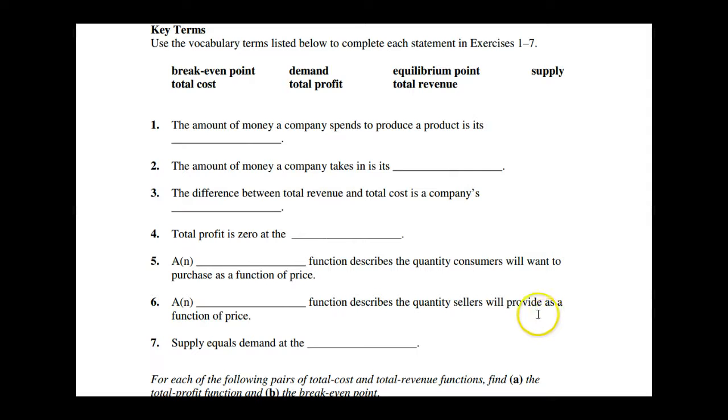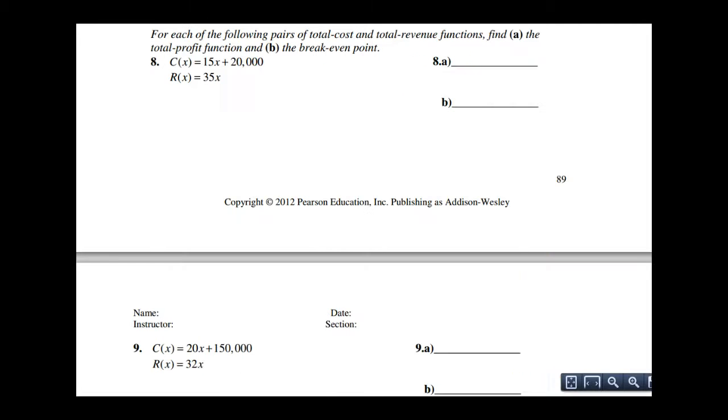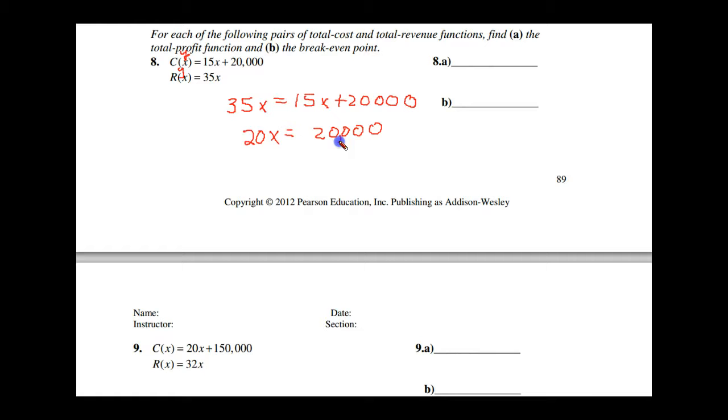Okay, let's continue. We'll work out some of these here. Here they have it set up nicely for us. And remember, this we said is a y, and this is a y. So we're just going to do 35x equals 15x plus 20,000. We subtract 15x from both sides, and we get 20x equals 20,000. Divide both sides by 20.